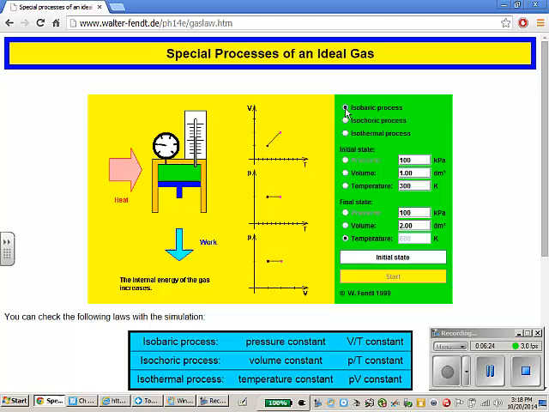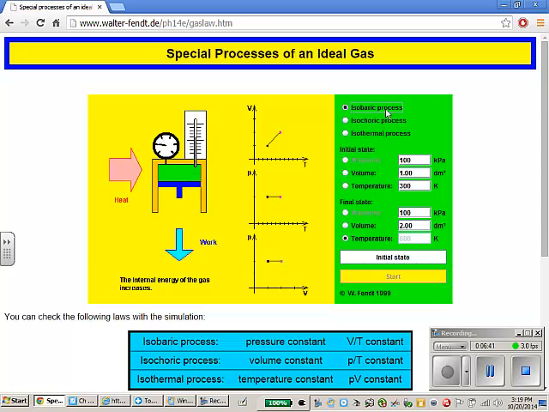During this activity, you are going to select the process you want to pick. So if you want to look at isobaric, isochoric, which is isometric or isovolumetric, slightly different vocabulary, not AP. AP uses isometric. And then isothermal. So you pick a process.